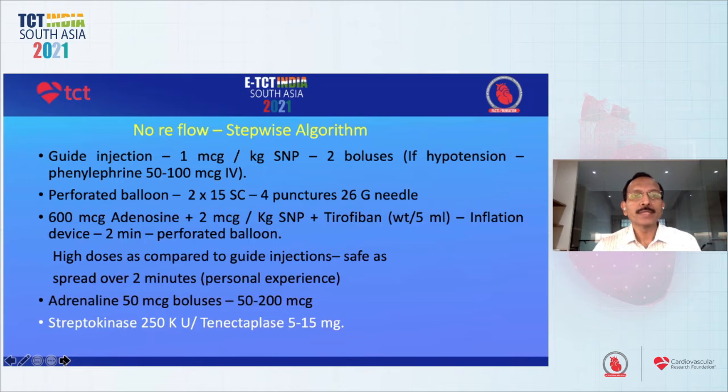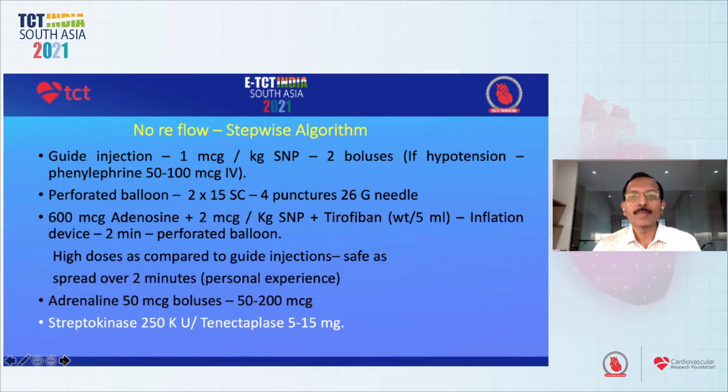We usually give guide injection of 1 microgram per kg of sodium nitroprusside. We usually give 2 boluses, and if hypotension occurs, then we give phenylephrine 50 to 100 microgram IV. The second step will be to use a perforated balloon. It is usually a 2 by 15 millimeter semi-compliant balloon.